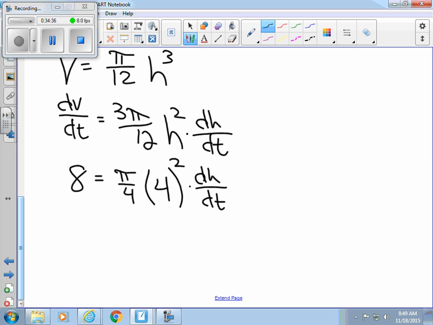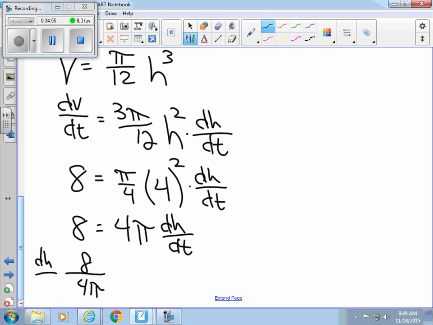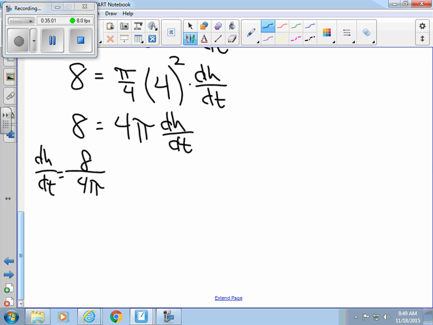16 divided by 4 is 4 pi. So 8 divided by 4 pi. Be careful if you ever do type that in your calculator. Either use your fraction bar or the system at the bottom. And what would my units be on that since it's dh over dt? Feet per minute? So what does that mean? The water level is rising at 8 over 4 pi feet per minute. Of course, you can find the decimal to that to see what that means.